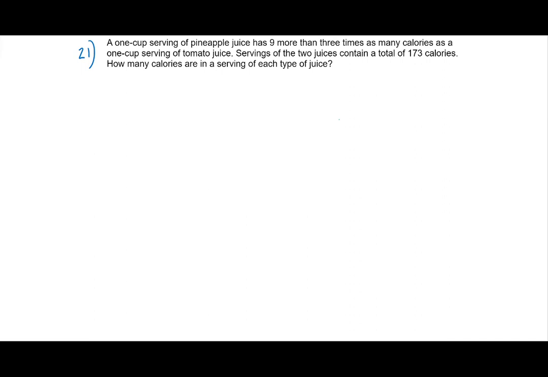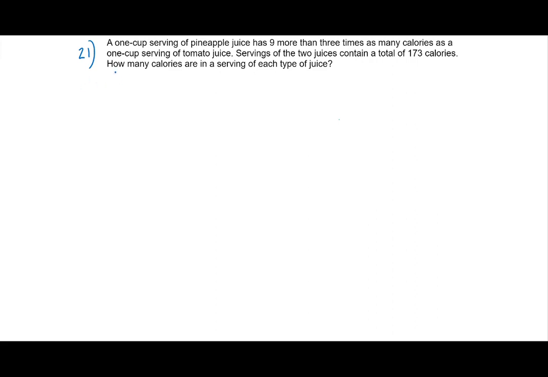This is number 21 on the practice midterm. A 1 cup serving of pineapple juice has more than 3 times as many calories as a 1 cup serving of tomato juice. Servings of the two juices together contain a total of 173 calories. How many calories are in a serving of each type of juice?